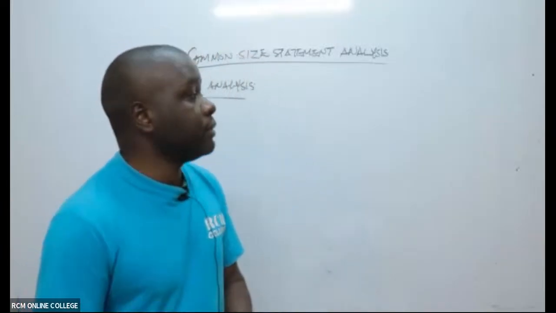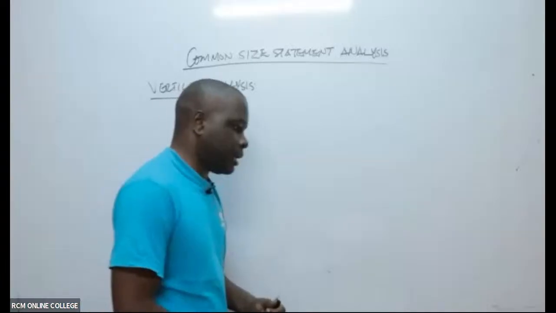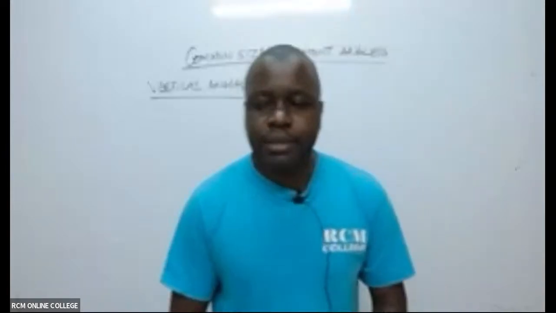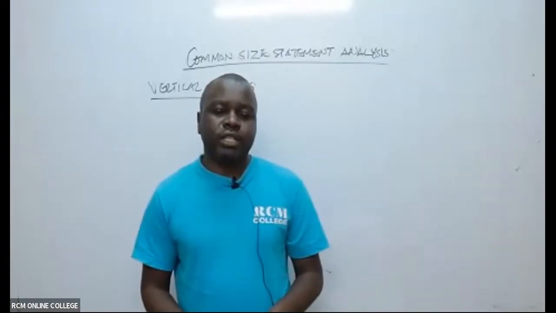So vertical here is where you identify a base. For example, in this case, in the income statement, the base will be the sales figure. So that will be 100%. So the other items will be converted dependent upon the sales having to be 100%.